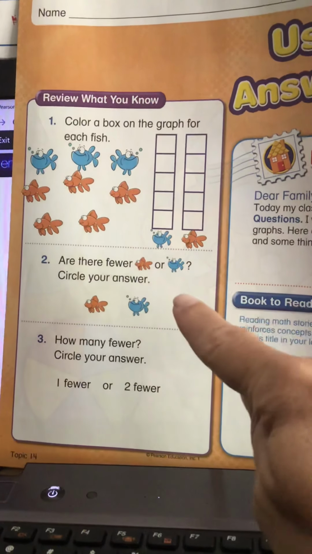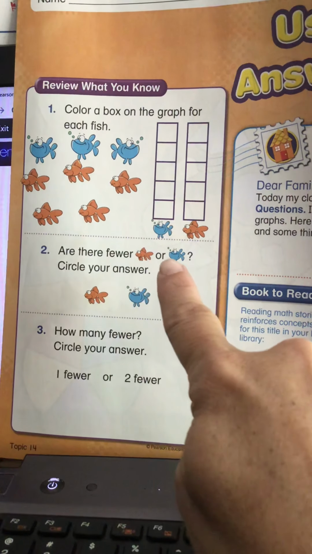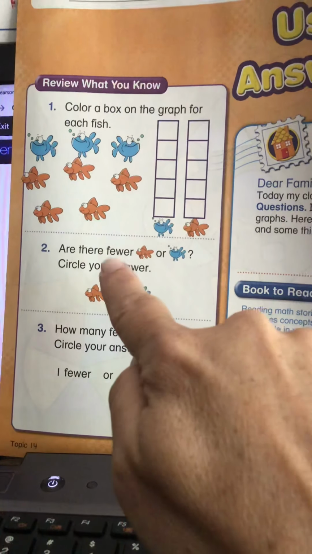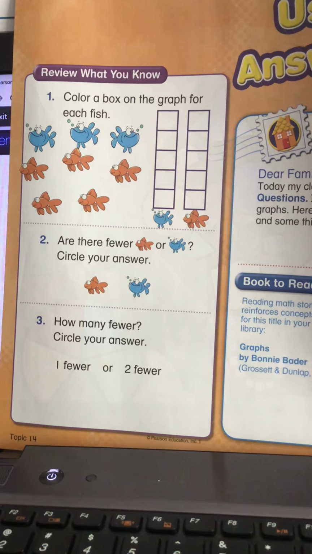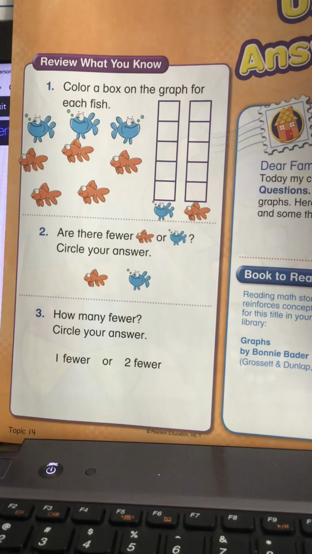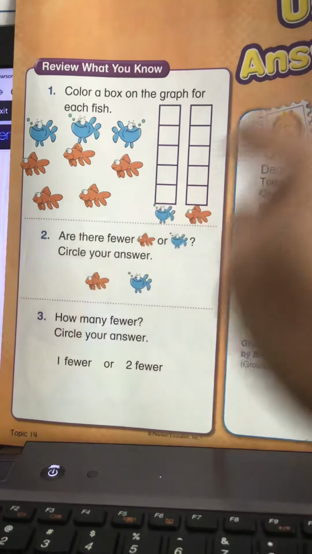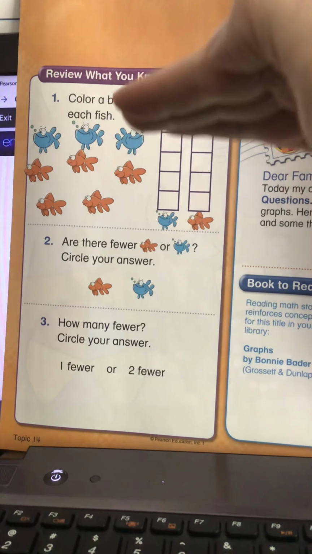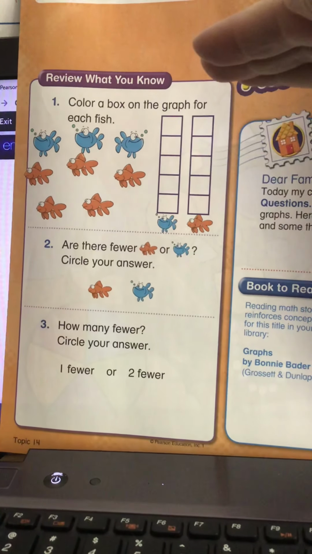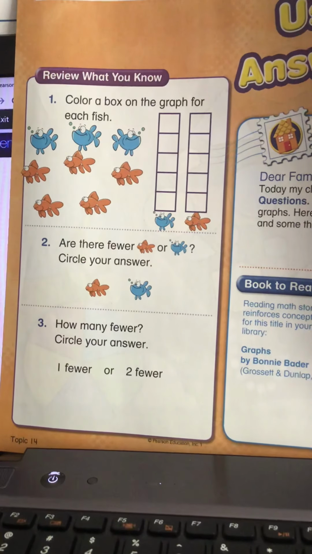Go down to number 2. Now, using the graph that we made, it says, are there fewer orange fish or blue fish? Think about what fewer means. We've been using the word least in math. Least means the smaller amount. Fewer also means the smaller amount. So they want to know on our graph which one had the smaller amount, the orange fish or the blue fish. And when you finish your graph, you'll be able to see that one is smaller and one goes up taller or higher. Whichever one is smaller, you should circle.